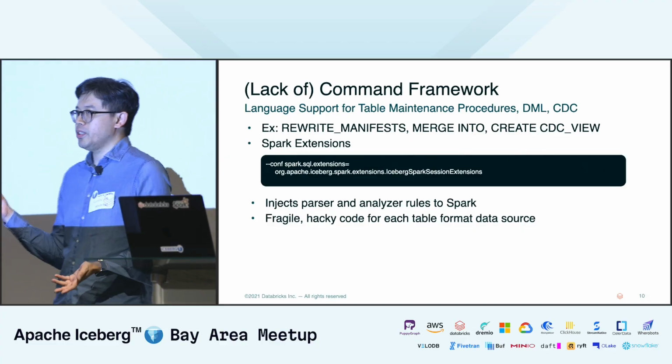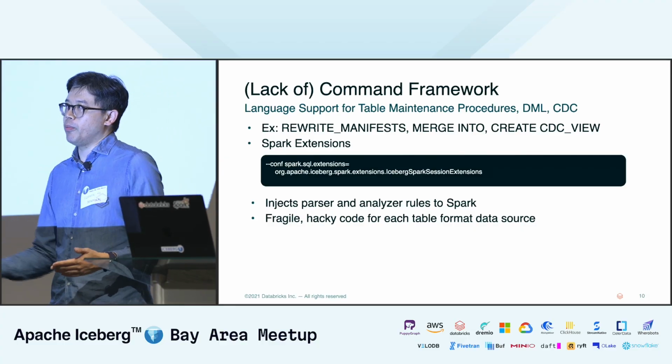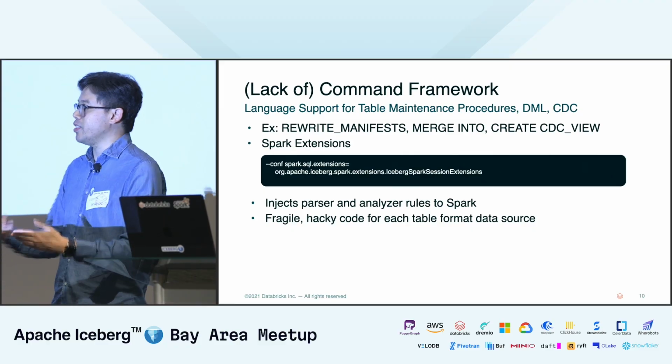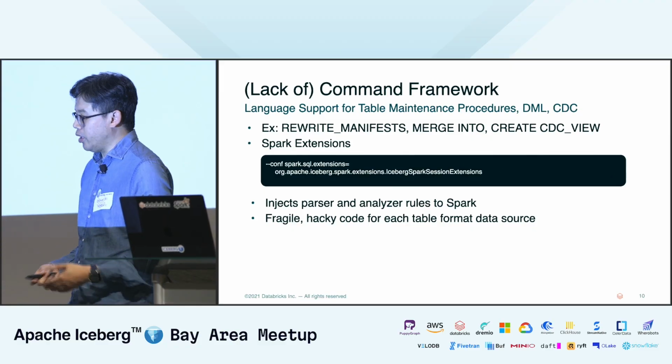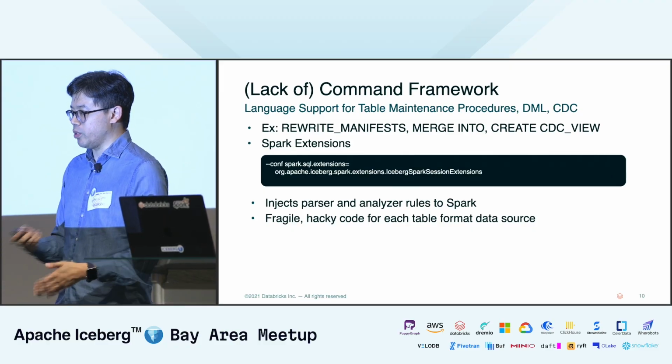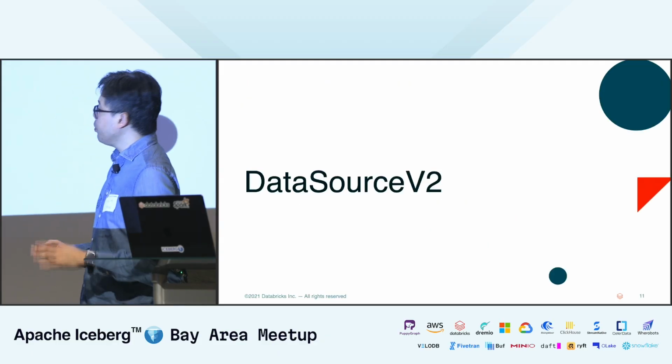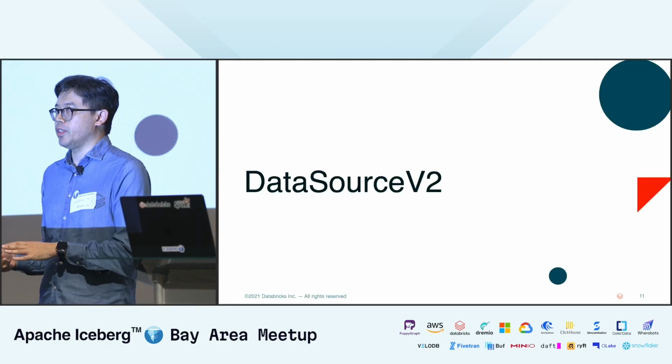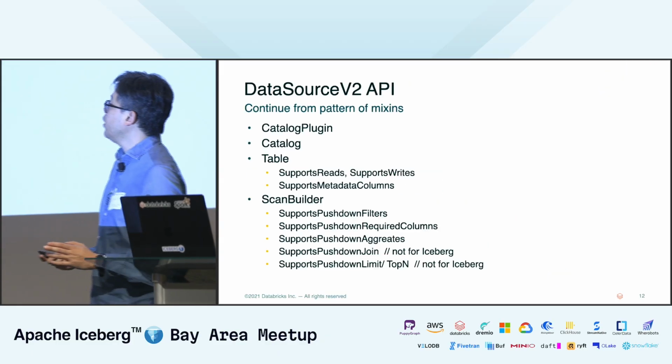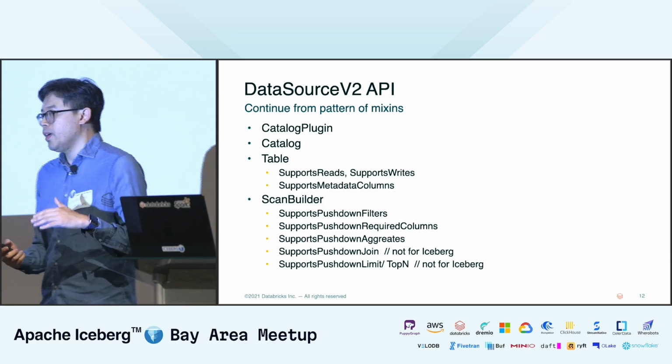And then the worst thing is that it's not just Iceberg, but other table formats like Hudi and Delta Lake, they all have this pattern. And so it's very fragile, and something that DSV2 tries to address. So hopefully that explains some of the problems that DSV2 tried to solve. And then I'll go into the DSV2 API.